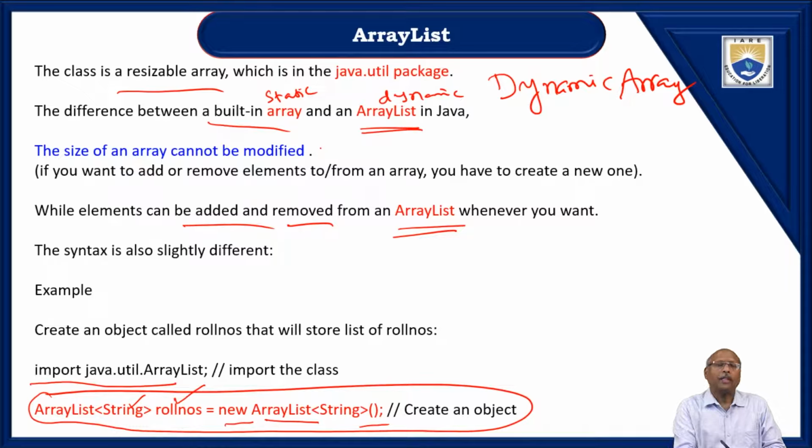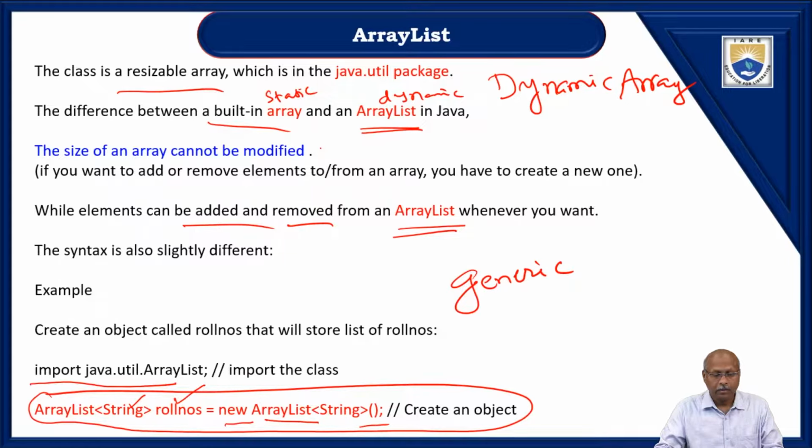And remember, all these classes of the collection package are generic. Generic means what? It can store any kind of data. I can store strings. If I want to store integers, I can write Integer. That means if you write String, only strings will be stored. If you write Integer, only integers will be stored. If you write Float, only floats will be stored. But generics allow you to store any kind of data. So this is the way you create an object of ArrayList.